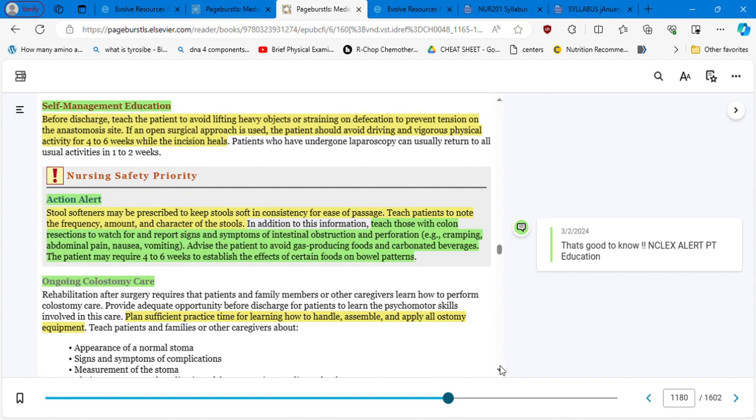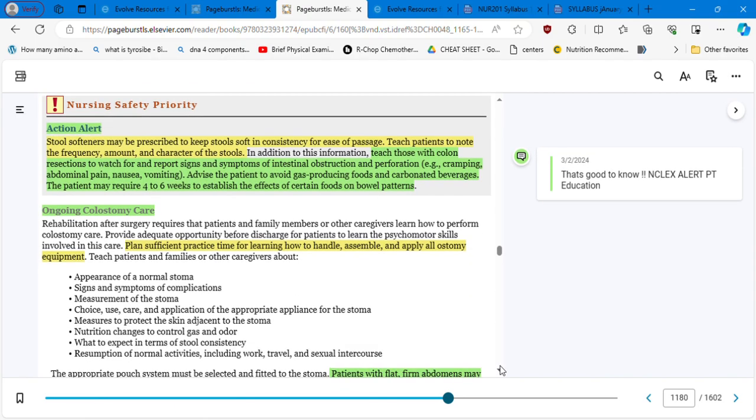Action alert, nursing alert, attention, that's good to know, NCLEX alert, patient education. A stool softener may be prescribed to keep stool soft in consistency for ease of passage. Teach the patient to know the frequency, amount, and character of the stools. Teach those with colon resections to watch for and report signs and symptoms of intestinal obstruction and perforation, like cramping, abdominal pain, nausea, and vomiting. Advise the patient to avoid gas-producing foods and carbonated beverages.